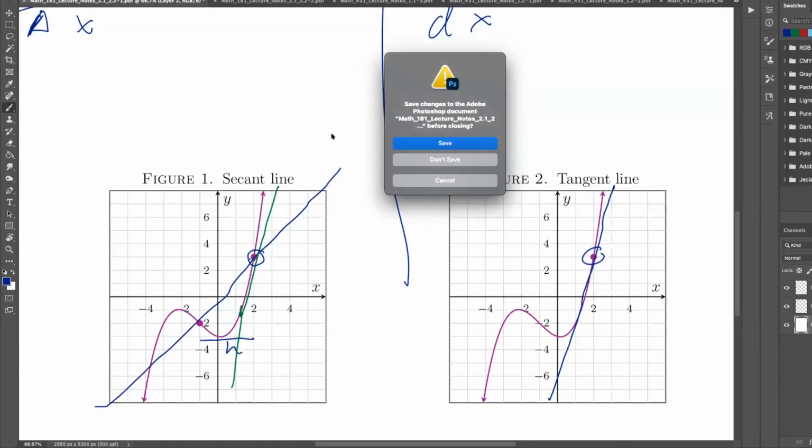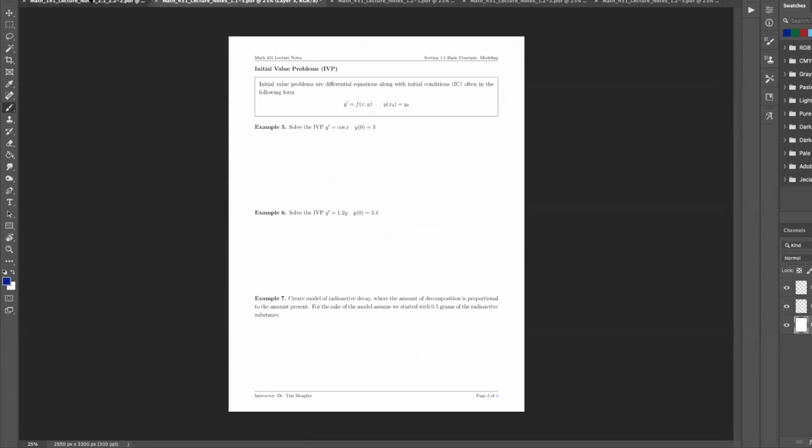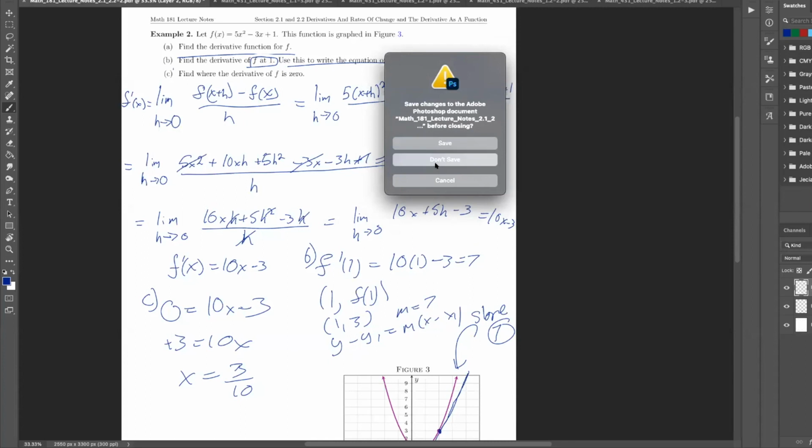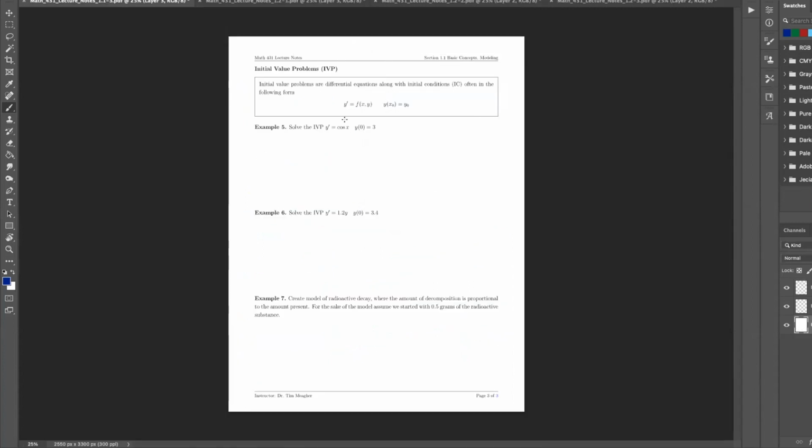Okay, and so we're going to be doing this. We don't need this. Bye-bye. Okay, all right, so let's, no, don't need this either. Bye-bye. All right, here we go.